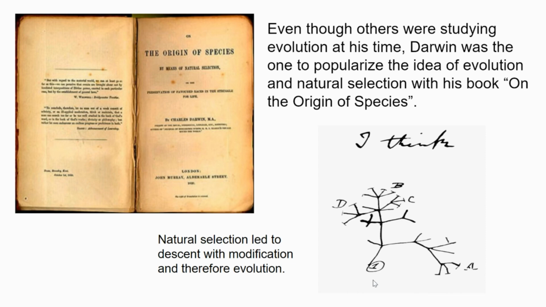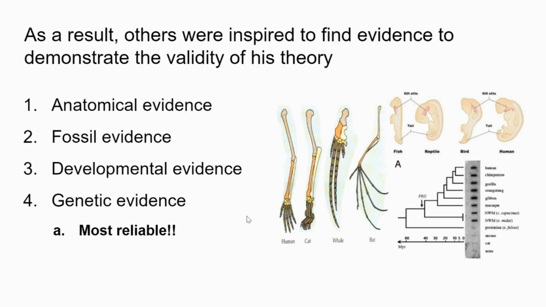The ideas in his book were both revolutionary and controversial, as they directly countered many ideas of theology at the time. As a result of the popularization of evolutionary biology, other biologists were inspired to find evidence that would support or show validity to Darwin's theory of natural selection and evolution. Today, we find there are many pieces of evidence that do support the theory of evolution, and those pieces of evidence can be categorized into the following: anatomical, fossil, developmental, and genetic. Out of all of these categories, genetic evidence is the most concrete and most reliable piece of evidence.